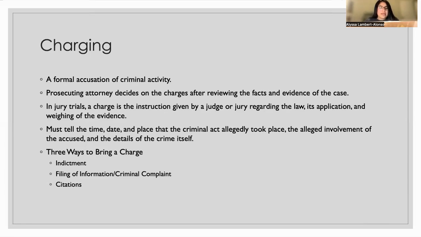The next one is filing of information or a criminal complaint. So the prosecuting attorney files information alleging that a crime was committed. Charges can be pressed through filing a criminal complaint by another individual, which is a petition to the attorney asking them to initiate criminal charges on someone. And then the last way is through citations. This is given by police officers for minor traffic violations, and it's also used for petty misdemeanors and other minor criminal matters.